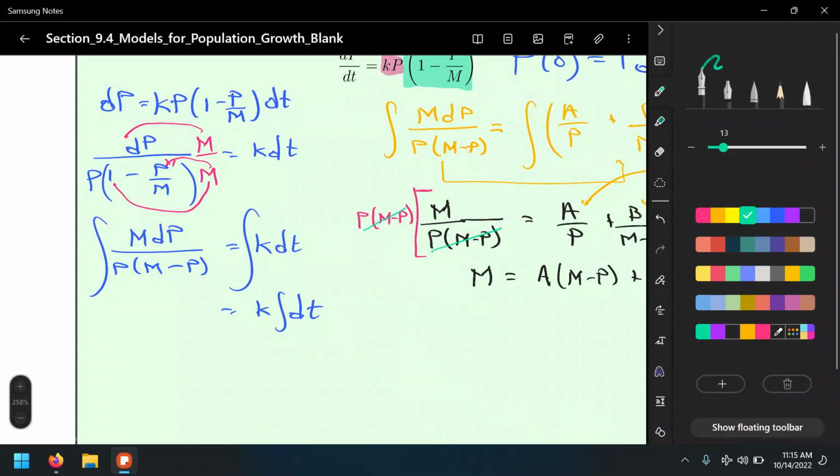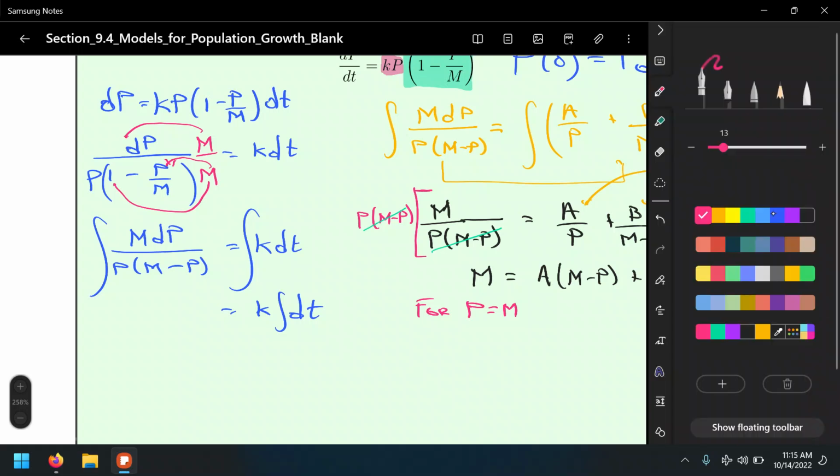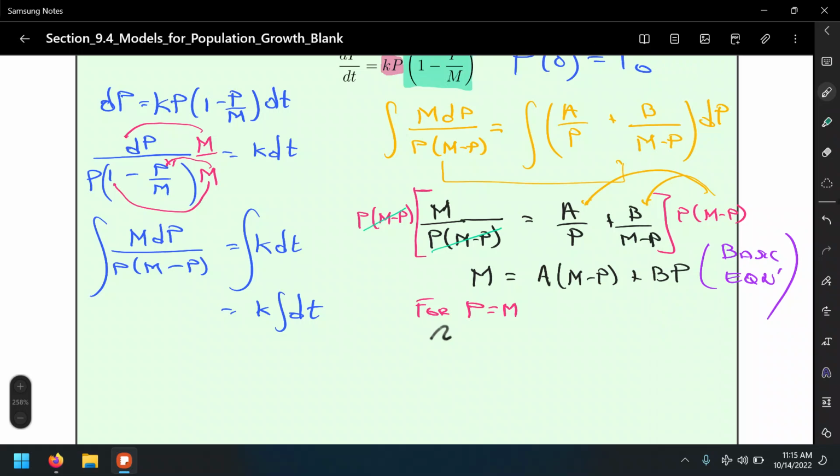Well, use p equals m, because if we plug in m here, that first term is going to get zeroed out, and we will be able to find that value of b. So let's see. m equals a times m minus p, which will be m, I'm going to do that in a second, plus b times p, which is also m.